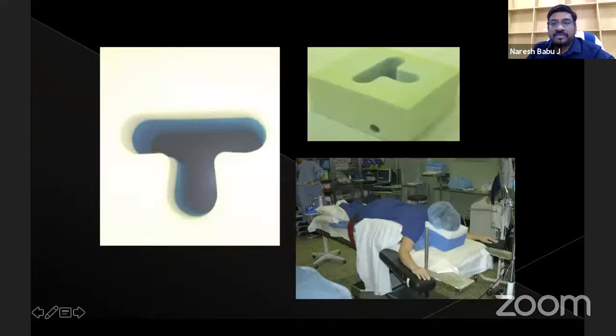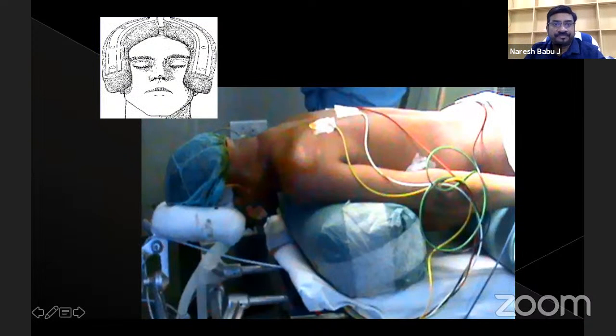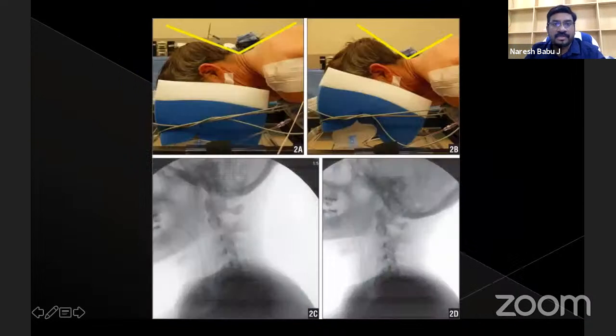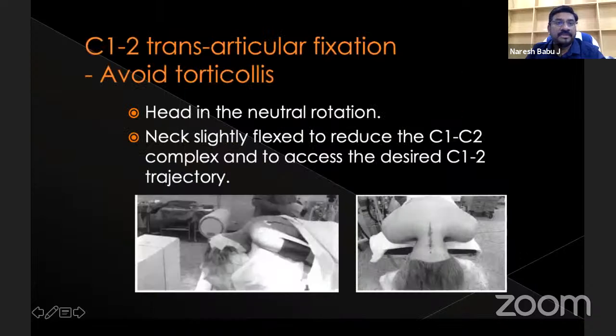These are the few things which actually help us give the head support perfectly, so that the patient doesn't end up in unnecessary complications due to the procedure. Horseshoe or skeletal traction can be used to fix the spine.